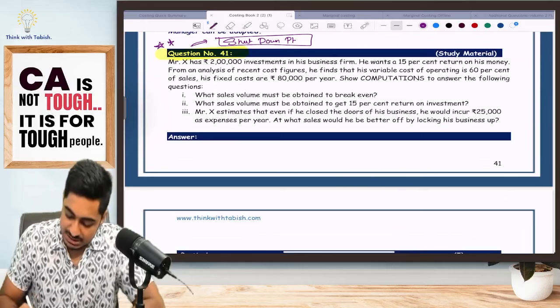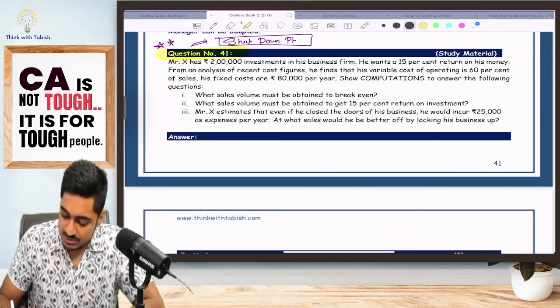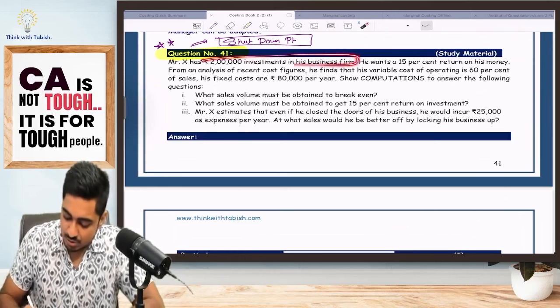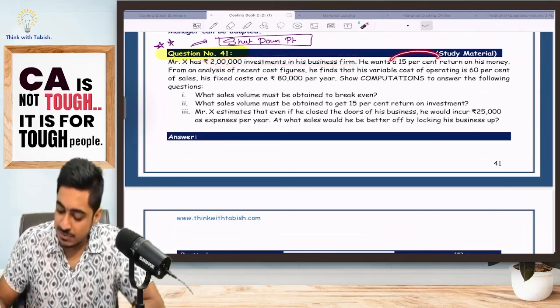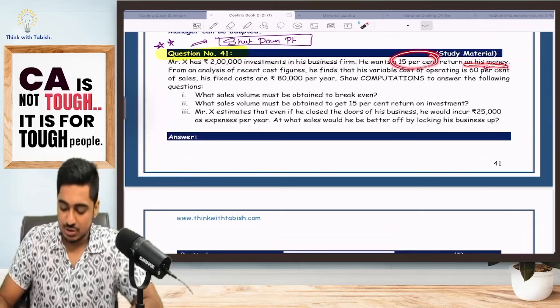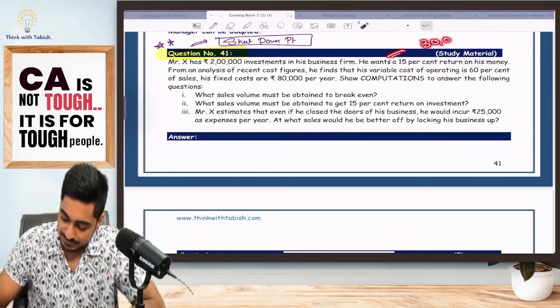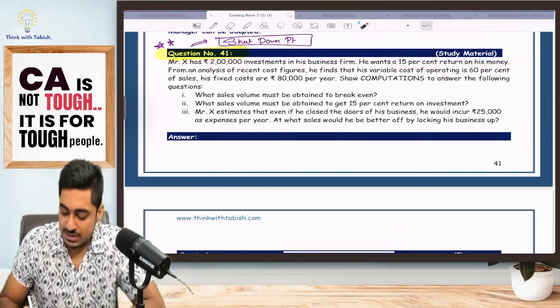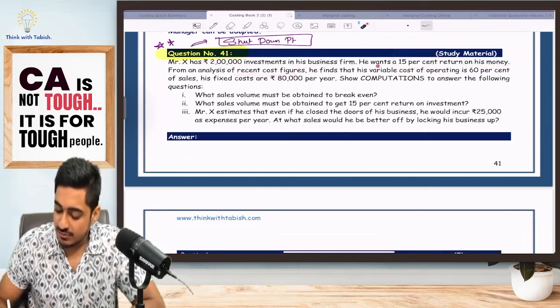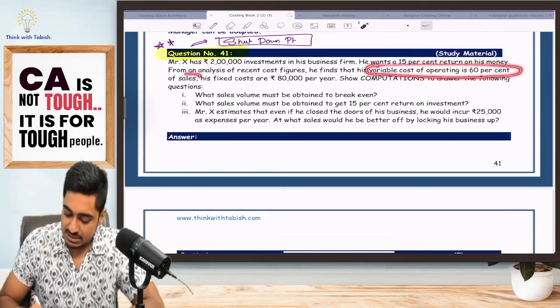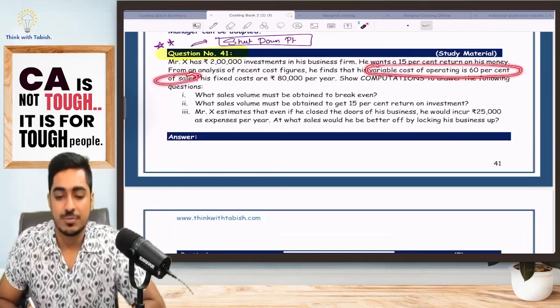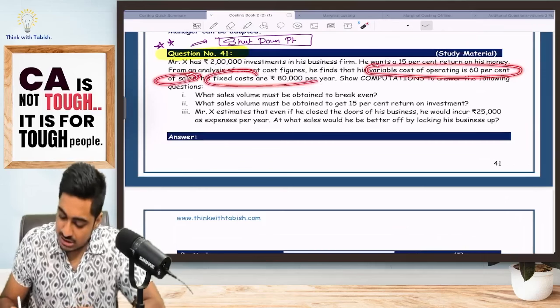Mr. X has 2 lakh rupees investment in his business firm. He wants a 15% return on his money. That means how much does he want? 2 lakh into 15%, 30,000 profit he wants. From an analysis of recent cost figures, he finds out that the variable cost of operating is 60% of sale. This is the variable cost ratio. Fixed cost is 80,000.